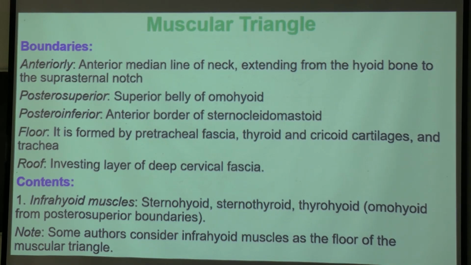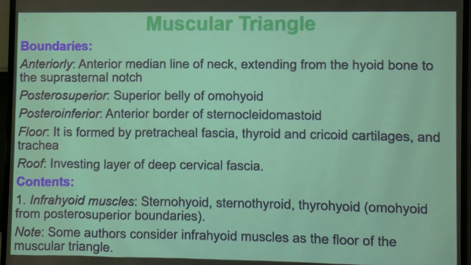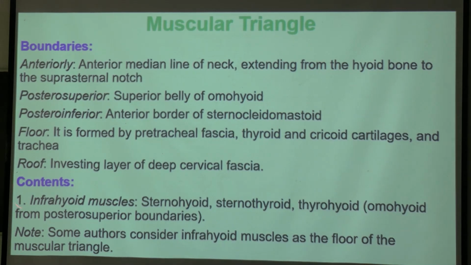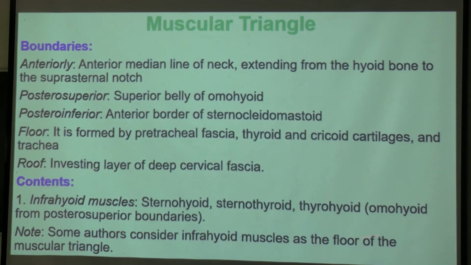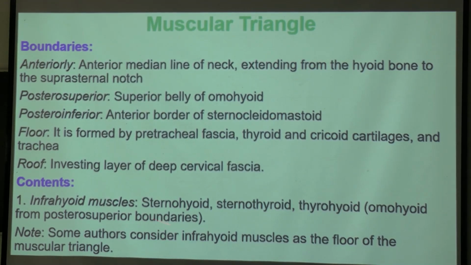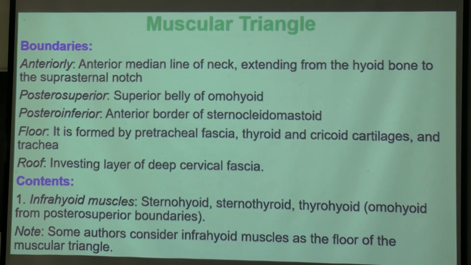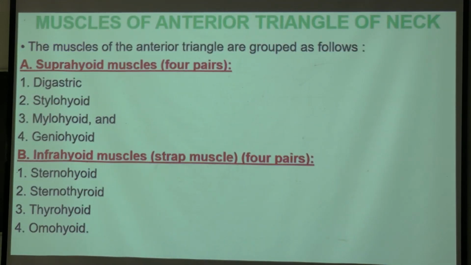Here two fossae are forming the boundaries. One is forming the roof, the deep cervical investing layer, and one is forming the floor, the pretracheal fascia. Okay. Next, we are going to the content. Contents are the infrahyoid muscles: sternohyoid, sternothyroid, thyrohyoid, and omohyoid. Omohyoid forms the posterior superior boundary. And some authors consider the infrahyoid muscles as the floor of the muscular triangle. Mainly these are considered contents, infrahyoid muscles.